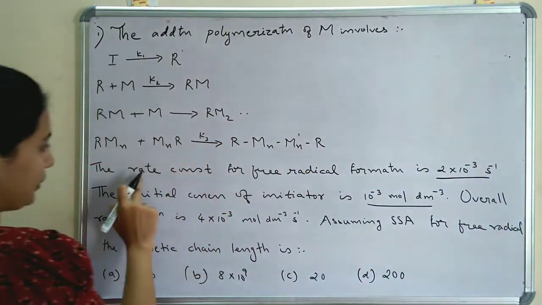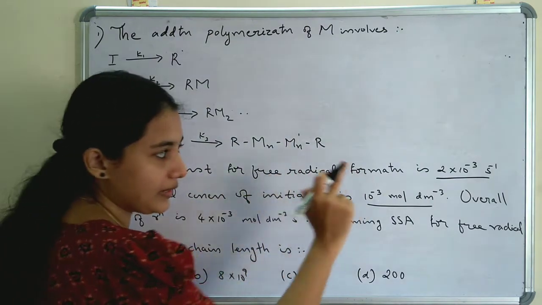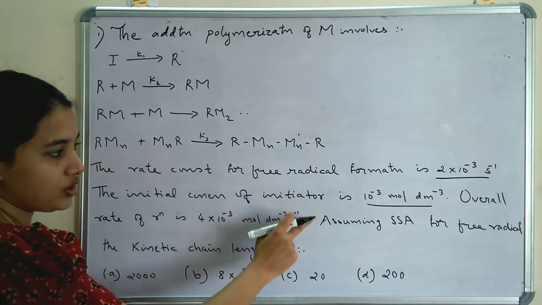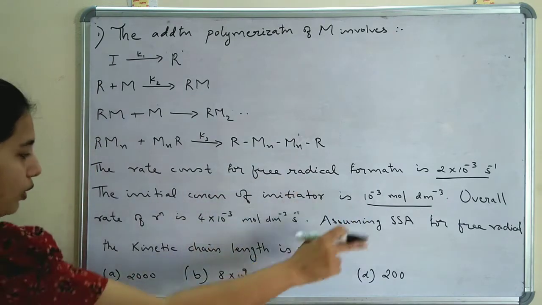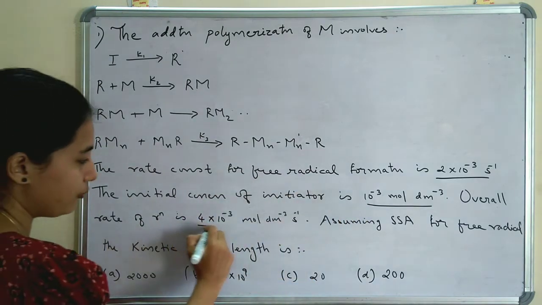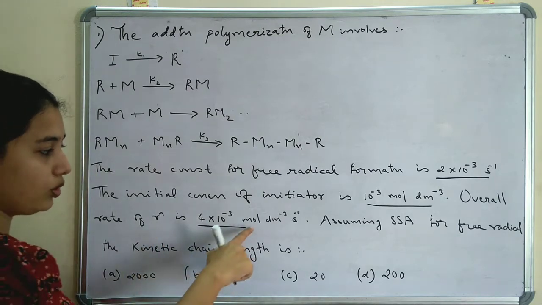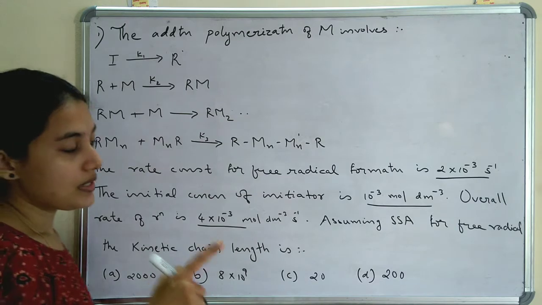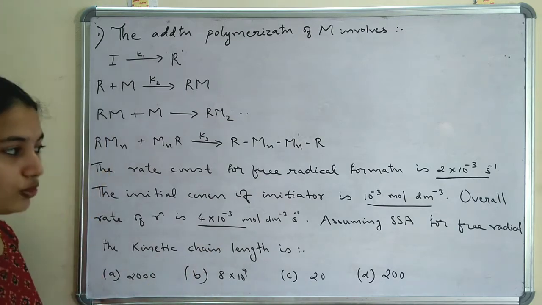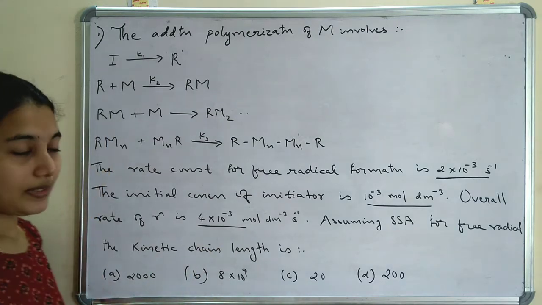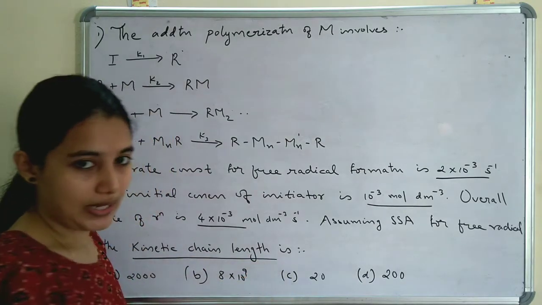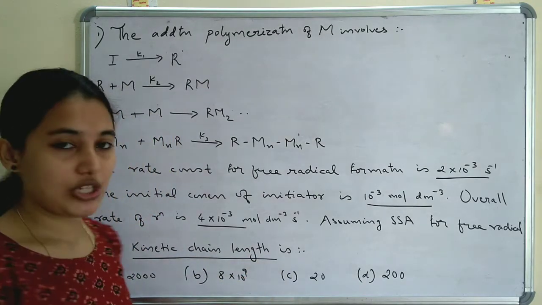So the rate constant for free radical formation 2 into 10 raised to minus 3 and concentration of initiator 10 raised to minus 3. And overall rate of reaction is 4 into 10 raised to minus 3 mole per decimeter cube per second. Assuming steady state approximation for free radical, the kinetic chain length is. So we have to find the kinetic chain length. So how to find the chain length?